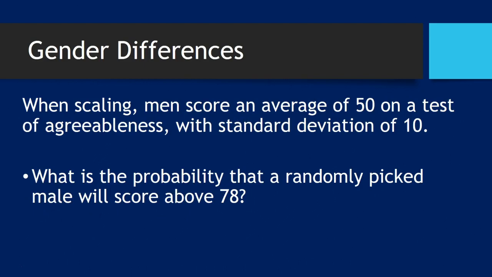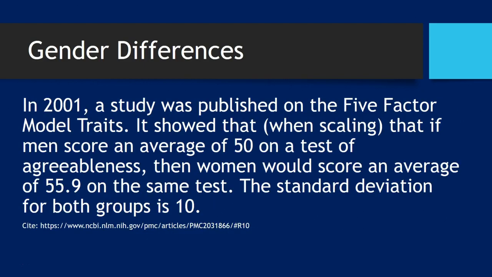I'm trying to think of what slide to land on. What I'd like you to do is push pause on the video and find the probability that a randomly picked male will score above 78 and a randomly picked female will score above 78 on an agreeableness test.